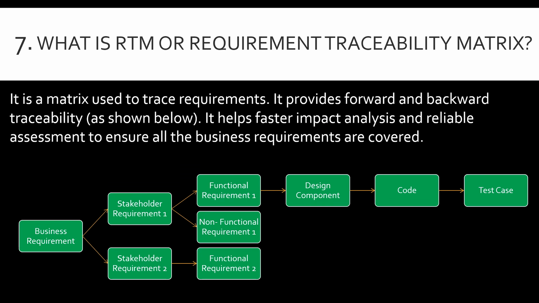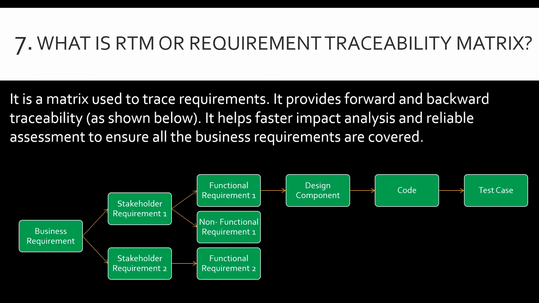Question number 7. What is RTM or requirement traceability matrix? So this is one of the important tools or techniques which is used to trace requirements. It provides backward and forward traceability as shown in this diagram, and it helps with faster impact analysis and reliable assessment to ensure that all the business requirements are covered. So if we look at this example of the RTM, the business requirement will be mapped to the stakeholder requirement 1 and 2.